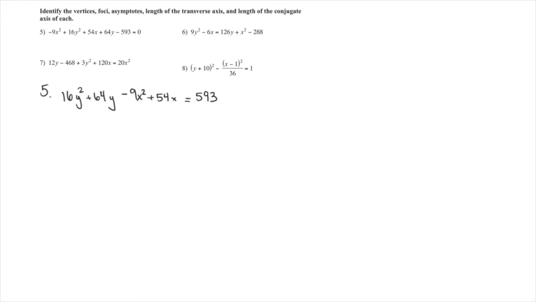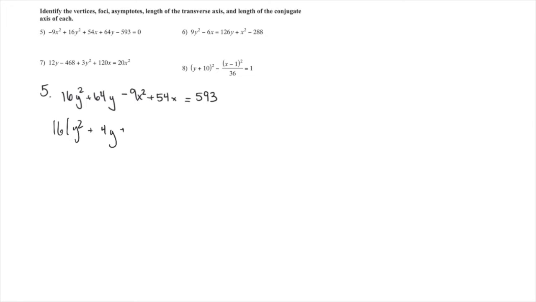So what I'd like to do now is just take you through the completing the square process to get this into its standard form and then identify the parts. So the first thing we do is get our setup ready. We're going to factor out the numbers right before the squared terms. So for y squared, we're going to factor out 16. So it's going to look like this. So 16 and y squared plus 4y.